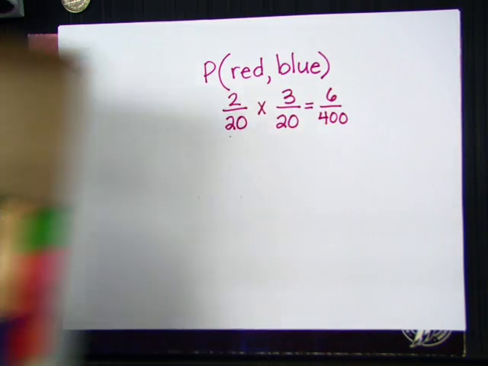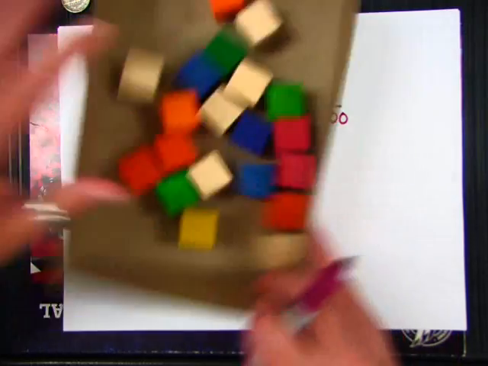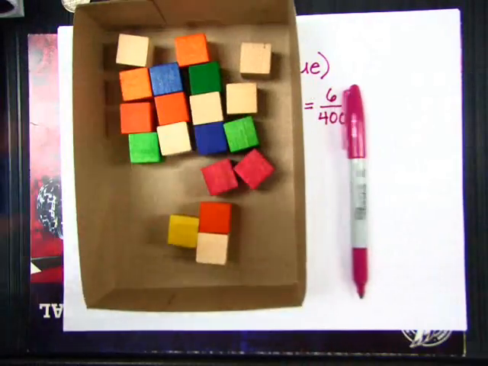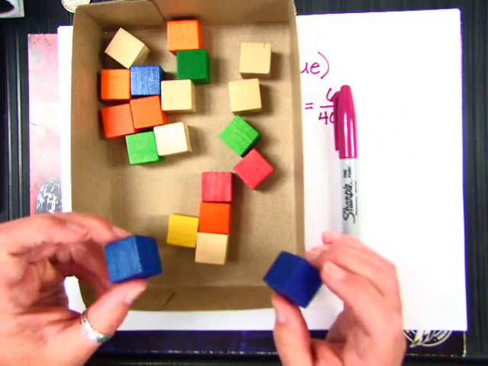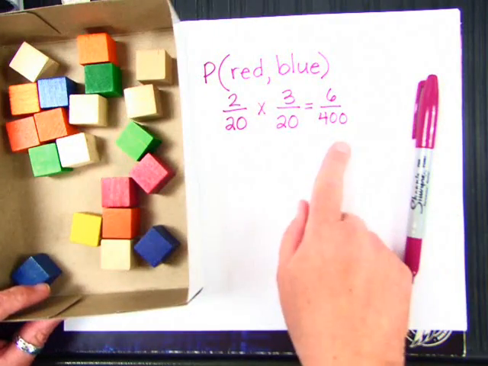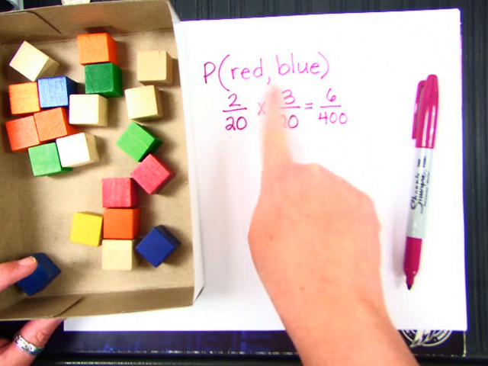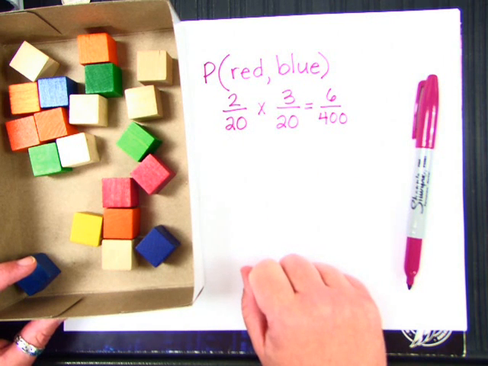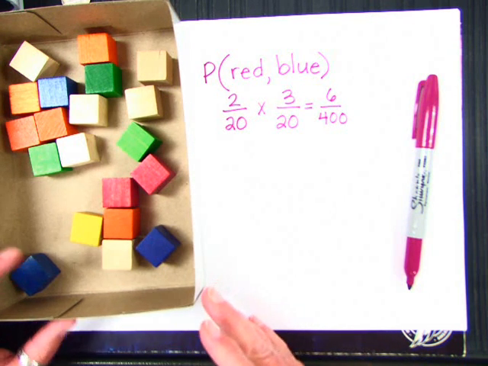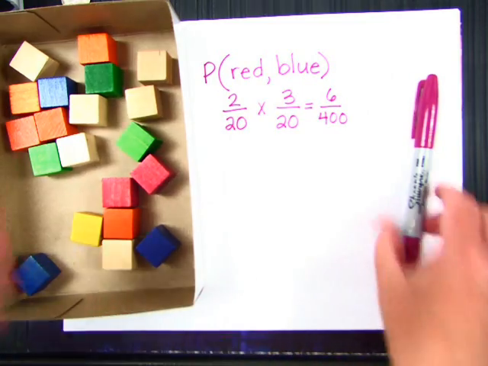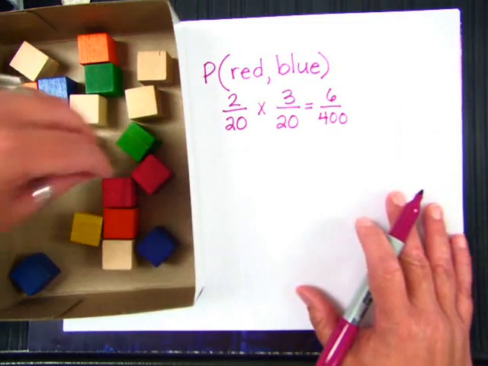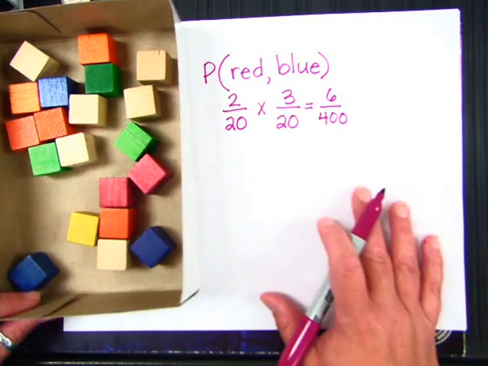cube. So if you did this, if you mixed these up and you placed them here and you picked out a cube randomly and a cube randomly and you did that 400 times, 6 of those times out of the 400 you would most likely get a red and then a blue cube. Are you following? They're separate events. One doesn't play any part on the other one because you have all of your cubes there each time you pick.